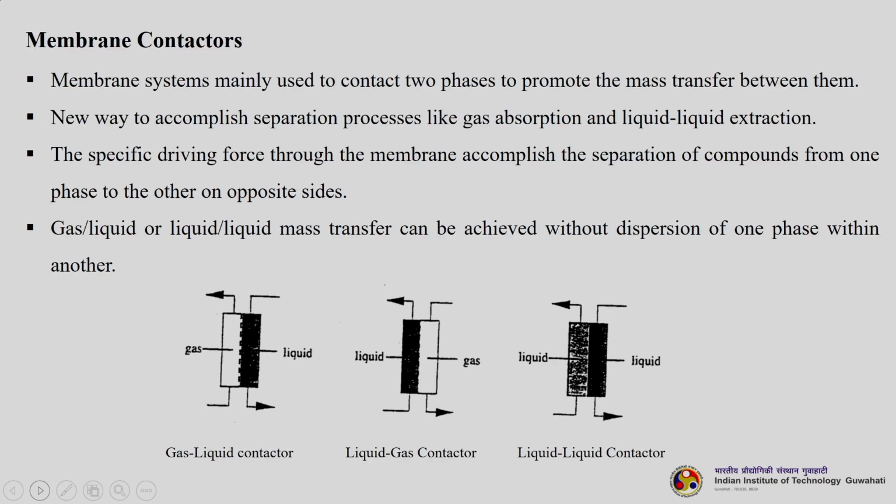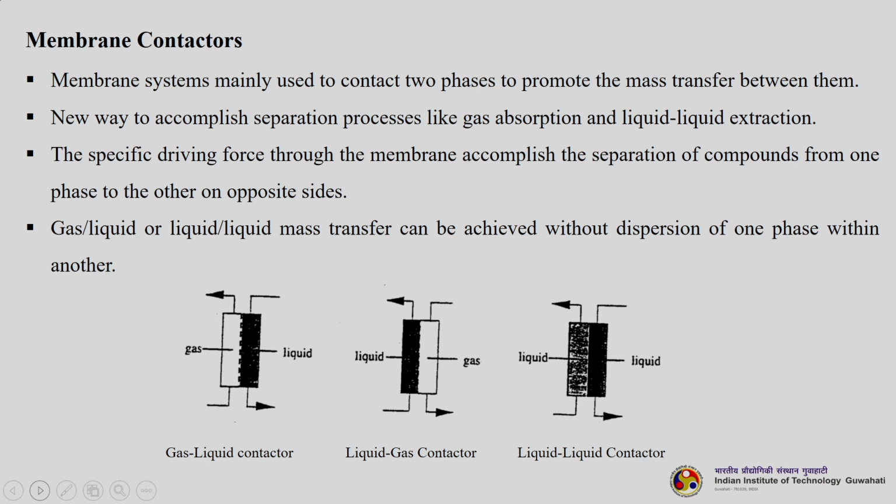So, if we talk about membrane contactors, the membrane systems are mainly used to contact two phases to promote mass transfer between them. It is a new way to accomplish separations like gas separation and liquid-liquid extraction. The specific driving force through the membrane accomplishes the separation of compounds from one phase to the opposite side. So, you have gas-liquid and liquid-liquid mass transfer, both of which can be achieved without dispersion of one phase within another phase. Two phases are being separated by a membrane.